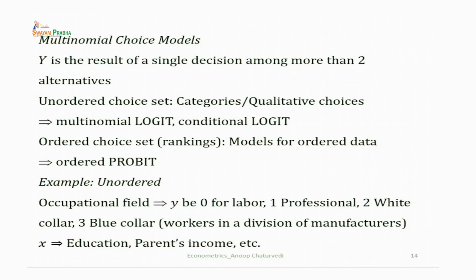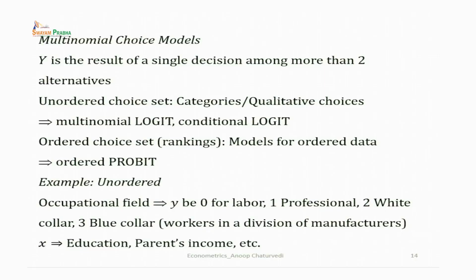Now, we consider the multinomial choice models. As I mentioned earlier, in the logit model or in the probit model, the dependent variable takes one of two possible values on the basis of whether a particular characteristic is present or not. Now, in many applications, y is the result of a single decision among more than two alternatives. So instead of two alternatives, you have more than two alternatives. In logit and probit models, the two alternatives are whether the characteristic is present or not. But in multinomial choice models, you have more than two possible alternatives.